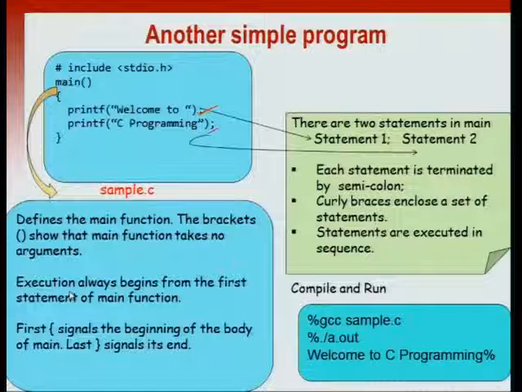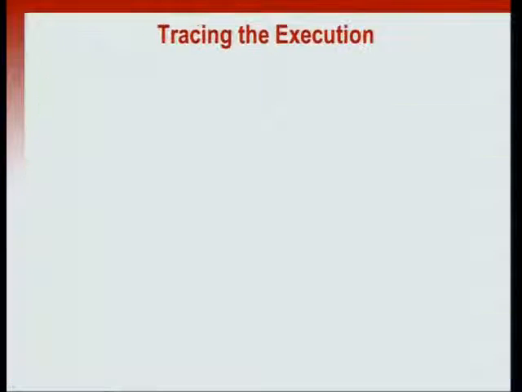Now once we edit this in an editor, save the file, we compile and run the file. So let's call it sample.c, or you may rename it to any file name you want. And then once the compilation is successful, you can run it using ./a.out, and then it will print welcome to C programming, which was essentially the same message as we saw before.